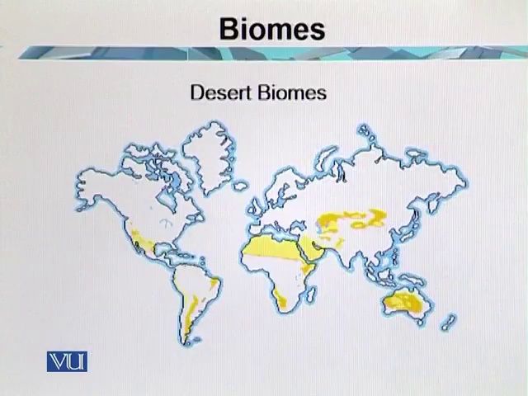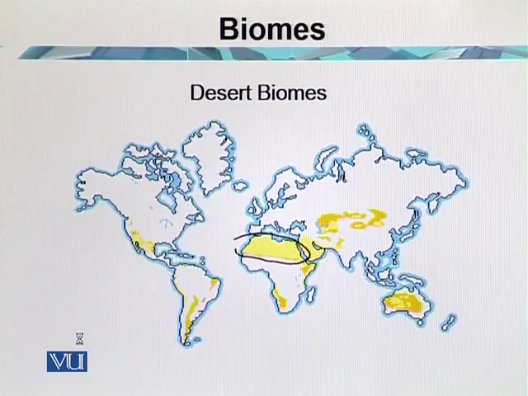Now, most of the areas of the desert biomes are located in every continent. Like in Africa, the northern part of the continent is called the Sahara Desert, the largest desert of the world.